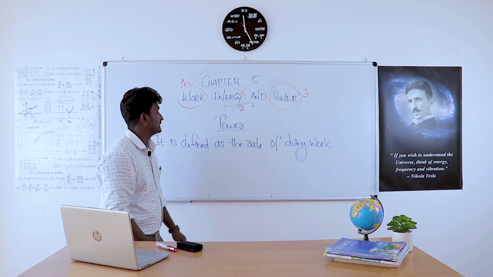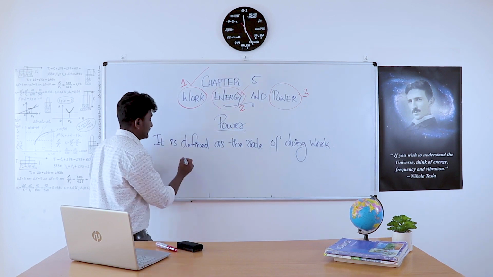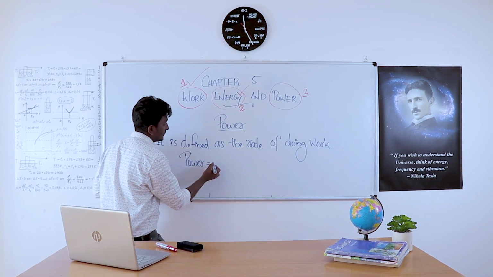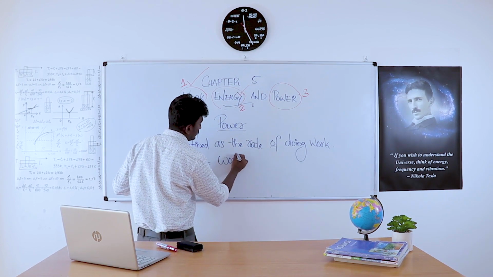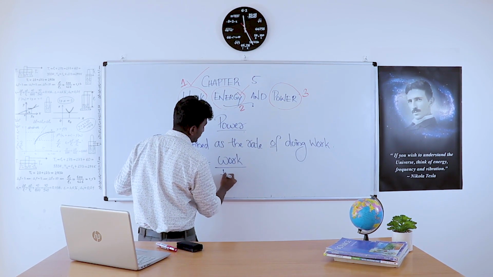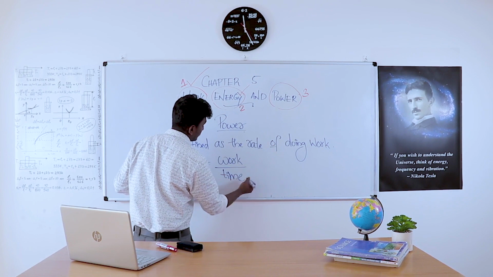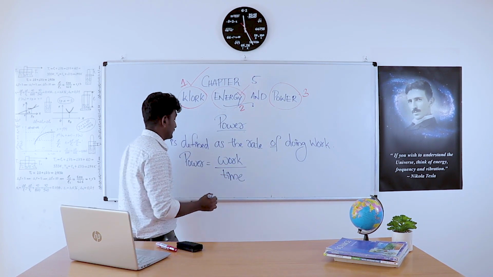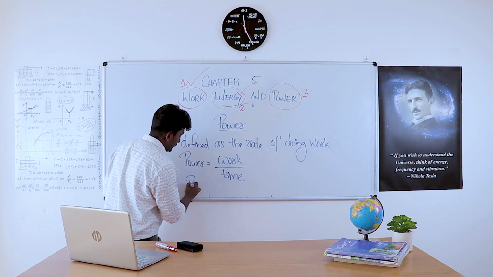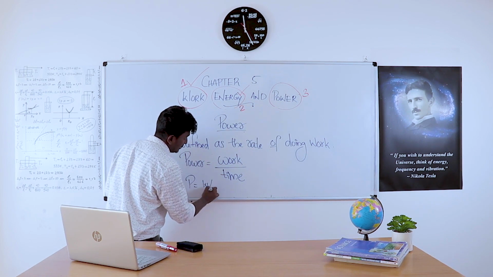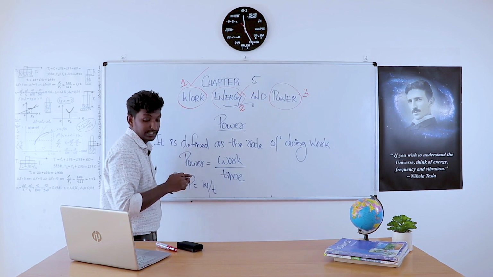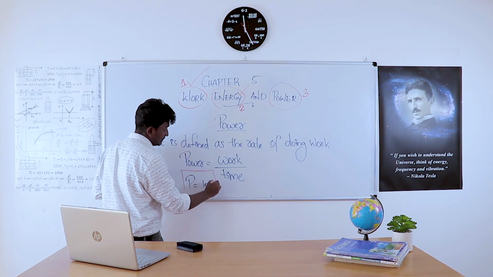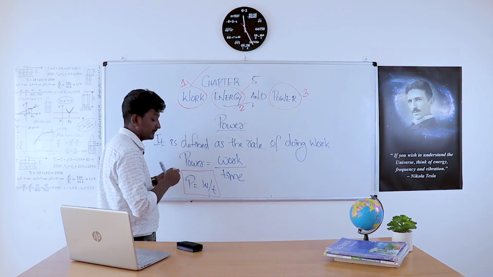Power is defined as the rate of doing work. Then we can write power as work divided by time. That is, P is equal to W by T. This is the equation for power.